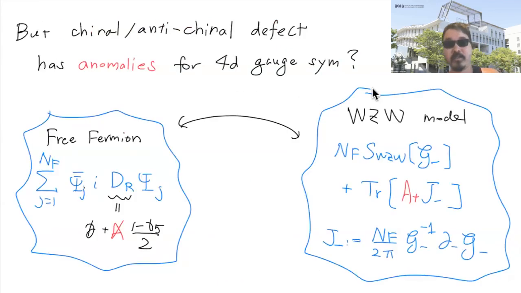Now, there is one fine point which we haven't taken into account: these theories have anomalies. In fact, anomalies are crucial because the derivation of this duality itself heavily relies on anomalies. And the anomalies are for what? Anomalies for the symmetry G, which was a global symmetry from the viewpoint of the two-dimensional theory, but we are gauging it when we couple it to 4D Chern-Simons. So we have to make sure that these anomalies cancel.